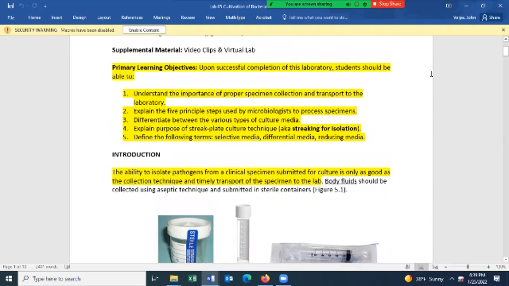The primary learning objectives: upon successful completion of the lab, students should be able to understand the importance of proper specimen collection and transport to the lab, explain the 5 principal steps used by microbiologists to process the specimen, differentiate between the various types of culture media, explain the purpose of streak plate culture technique, AKA streaking for colony isolation, define the following terms: selective media, differential media, and reducing media.